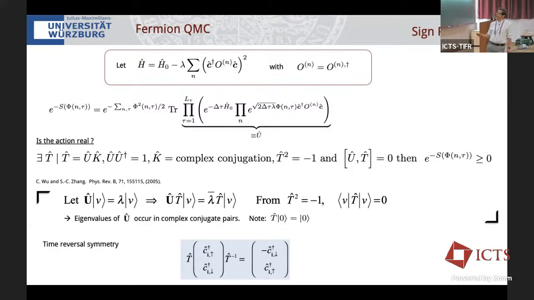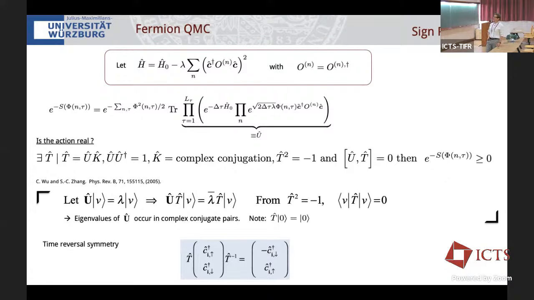Then you will see that once you do the trace, you'll get a matrix, and the eigenvalues of this matrix come in complex conjugate pairs. So you will have no sign problem. Of course, there is a condition, namely that there should be an anti-unitary operator. Also, there should be a U1 symmetry, which tells you that T on the vacuum gives you the vacuum again. An example of this would be time reversal symmetry. So if you have any problem which has an attractive interaction like this, then you can show lambda is real. There's a minus, this is positive.